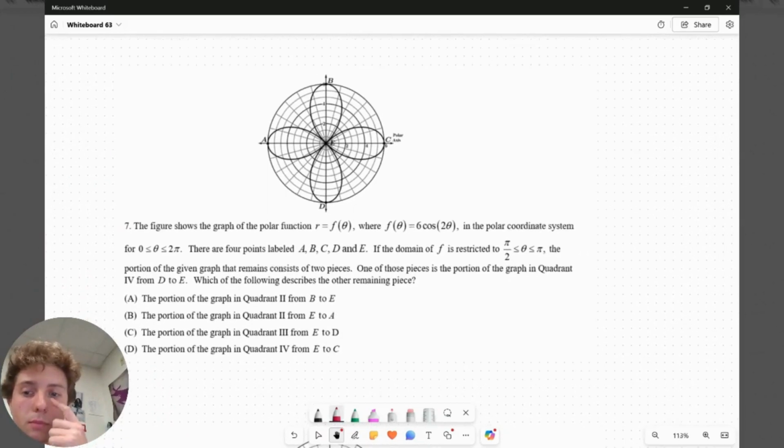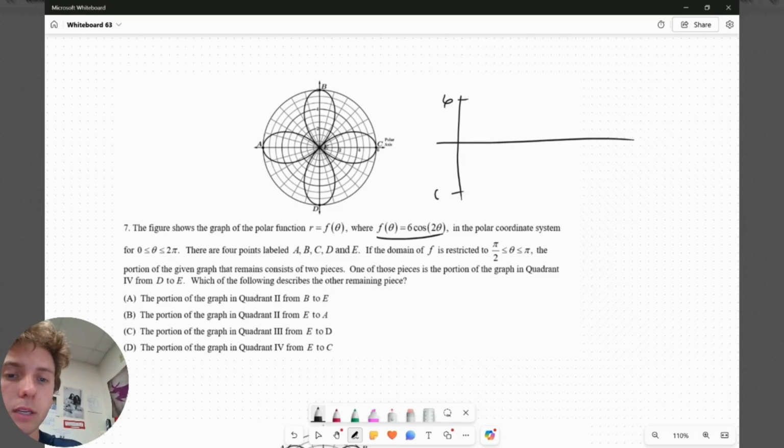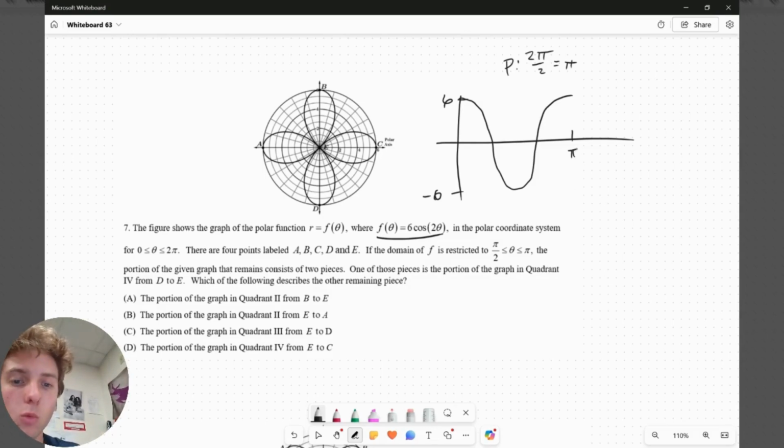Number 7. We have a graph. Again, let's sketch it. Let's use this function. We know it gets up to 6, down to negative 6. Cosine 2 pi, so the period then is just pi. It's cosine, it starts at the max, looks something like this. We're restricting the domain between pi halves and pi. Pi halves is here. We go from max to the 0 back to the max.